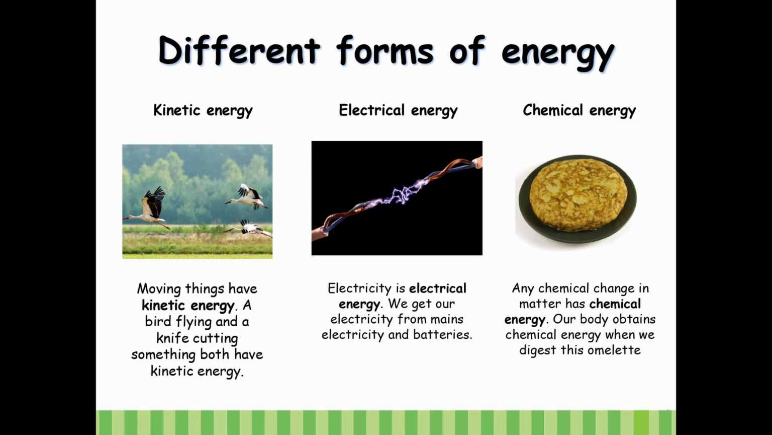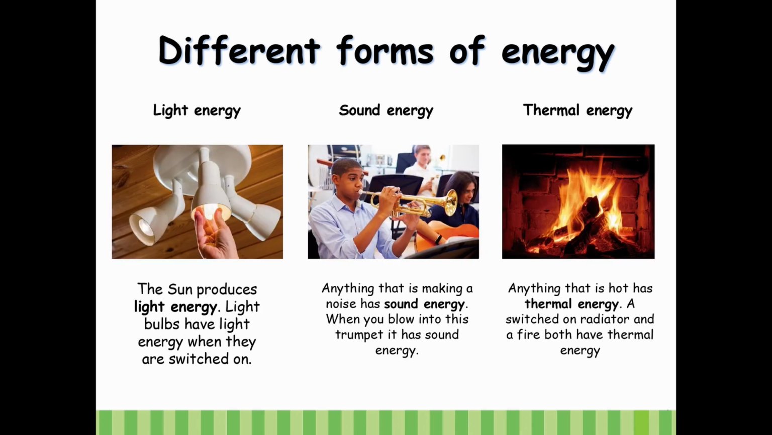Chemical energy. Any chemical change in matter has chemical energy. Our body obtains chemical energy when we digest this omelet. Light energy. The sun produces light energy. Light bulbs have light energy when they are switched on.